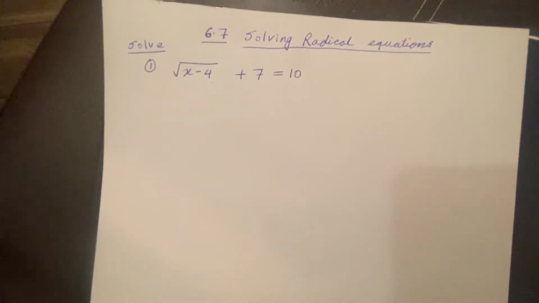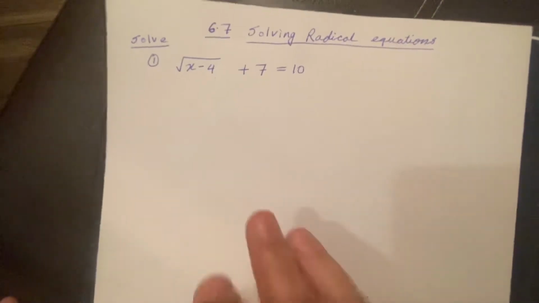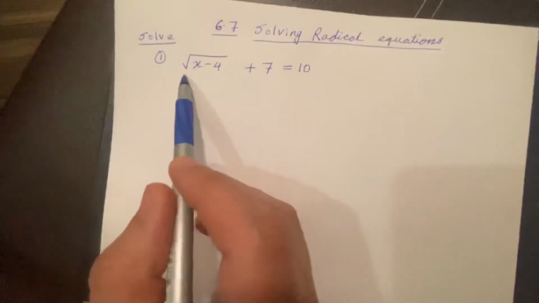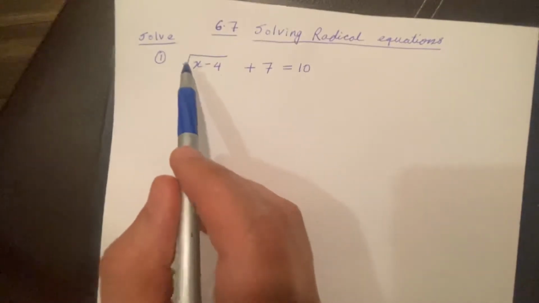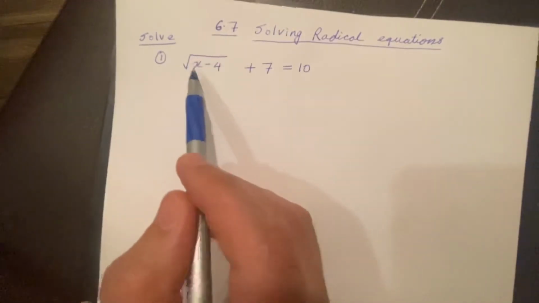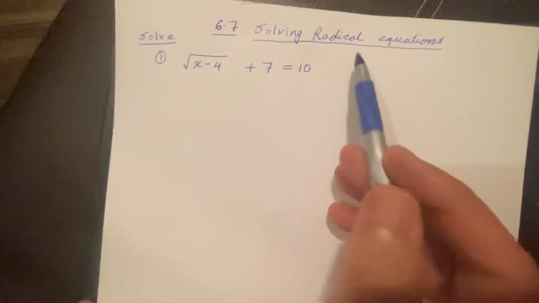Hello, this is section 6.4. This is about solving radical equations. So here we will be solving an equation something like this, where we have a square root. So basically, square root means a radical, right?